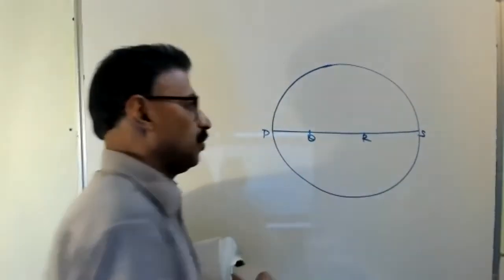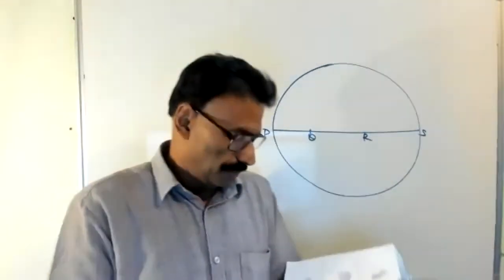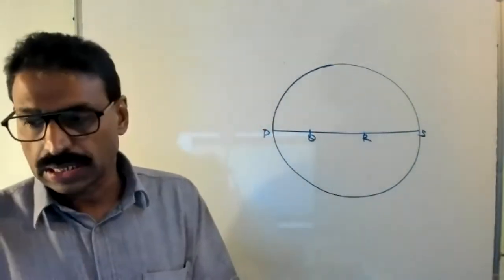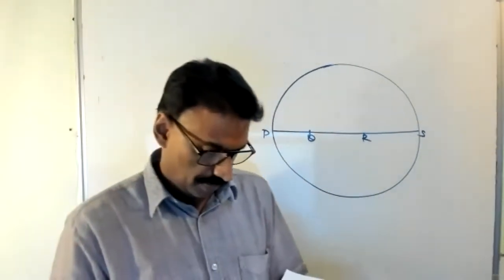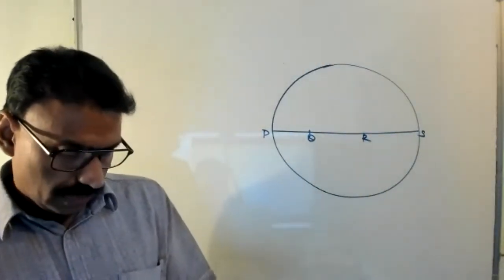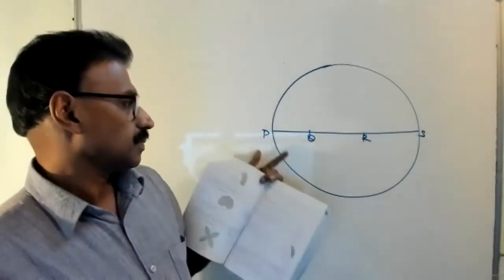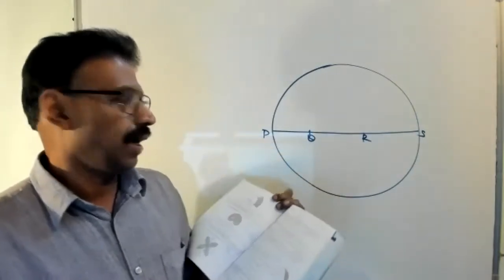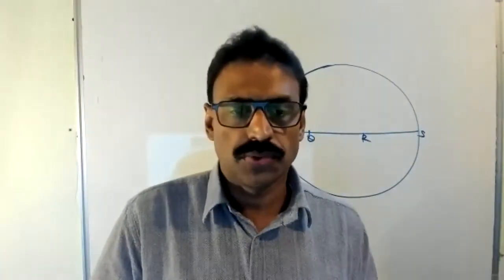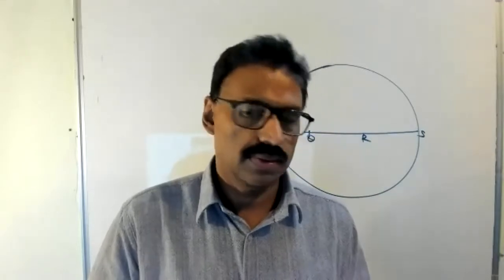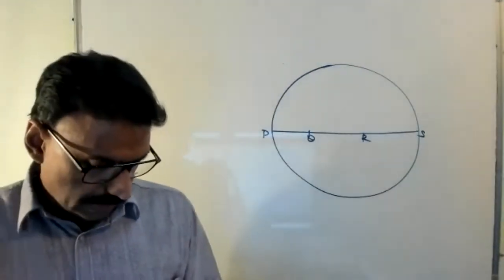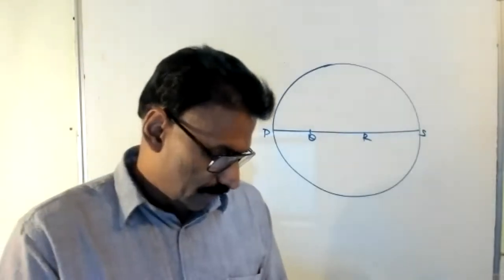PQRS is a diameter of a circle of radius 6 centimeter. The lengths PQ, QR and RS are equal.